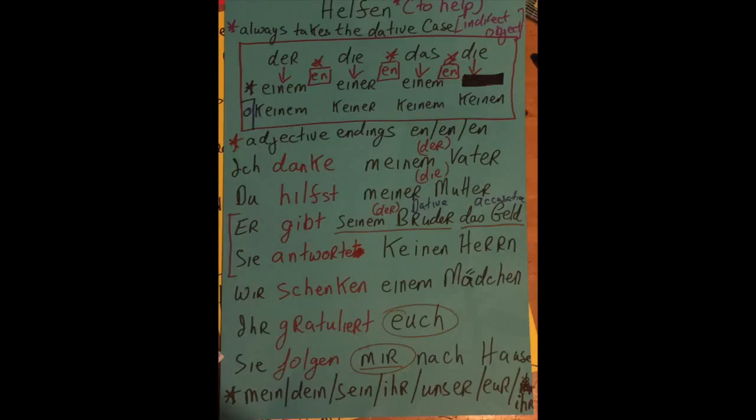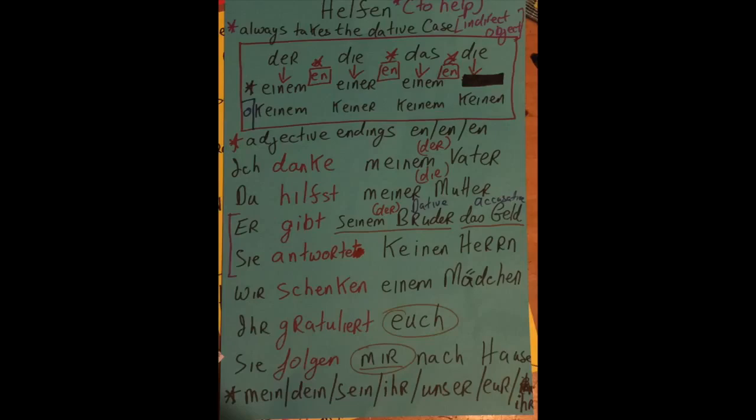Okay, so in this poster we're going to use the verb helfen as an example of a verb that always takes the dative case. Now, what is the dative case? The dative case, grammatically speaking, is the indirect object of a sentence. But what does that mean?